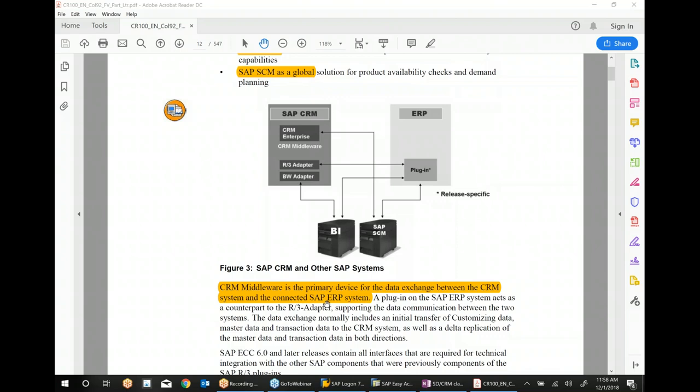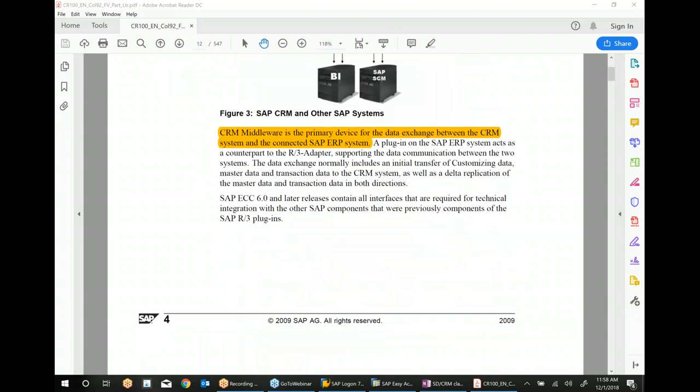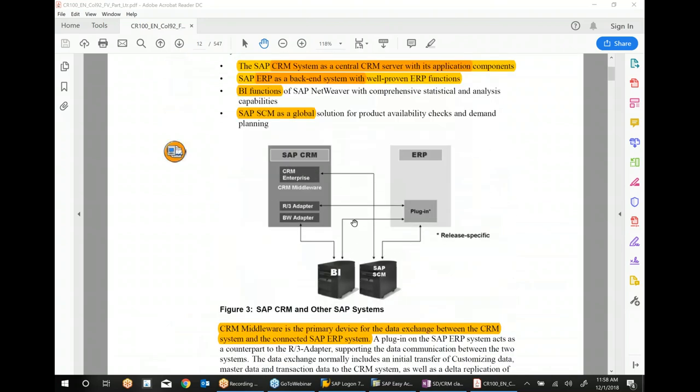So from the CRM, we can send data to ERP and from ERP to CRM. That data transfer from CRM to other applications happens using something called middleware. We have a topic on the middleware, and we'll talk about how the middleware works. But this is architecture, and we need to understand how this architecture works.